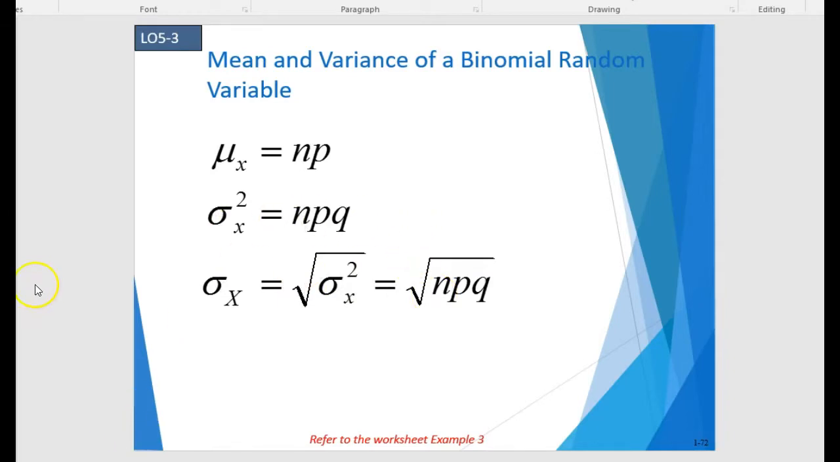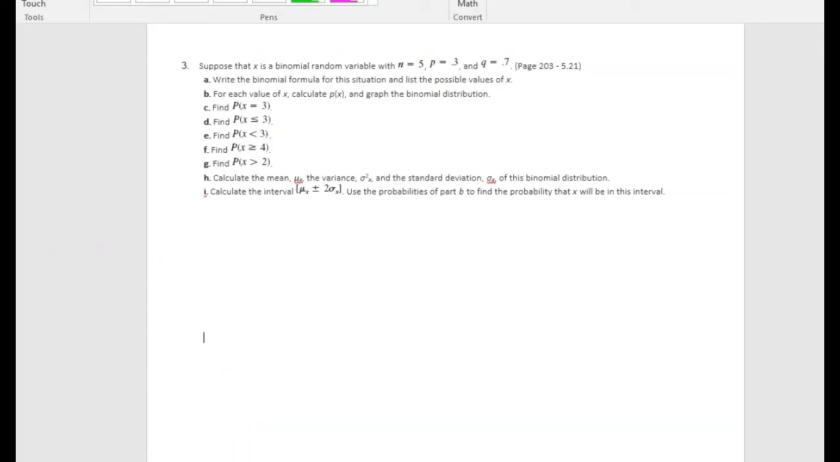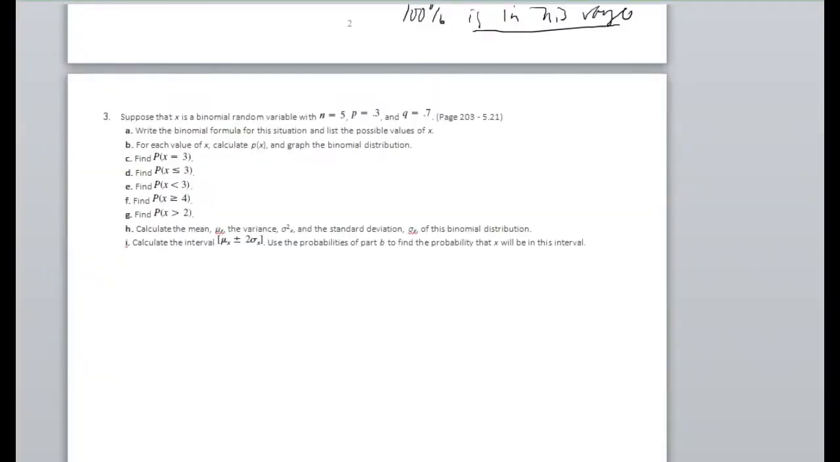All right, go ahead and turn to number 3 in your worksheet, and we'll get started on those problems. Suppose that x is a binomial random variable with n equal 5, p equal 0.3, and q equal 0.7. Write a binomial formula for this situation and list the possible values of x.